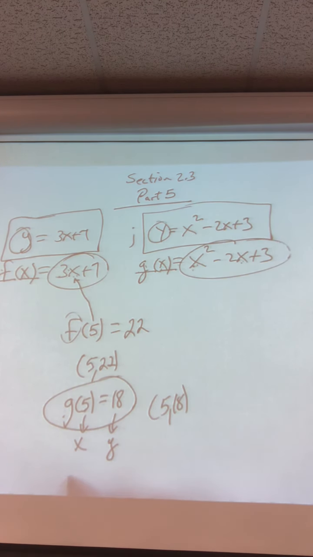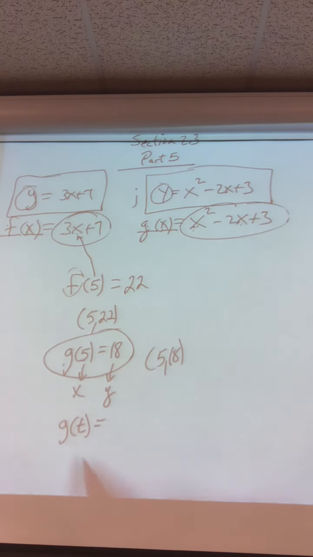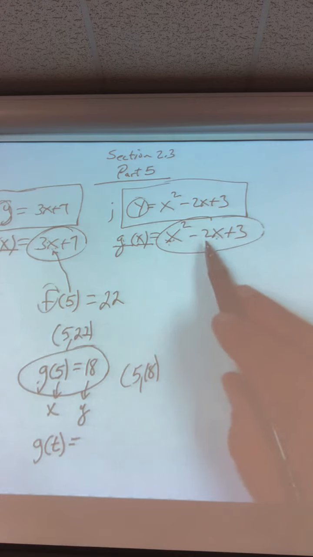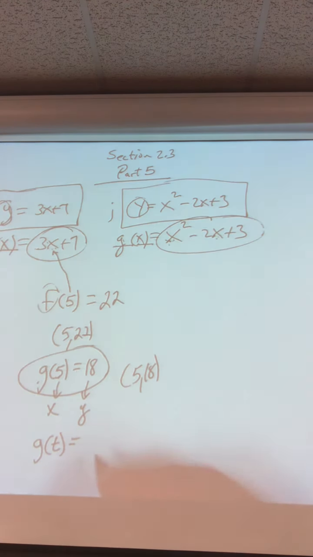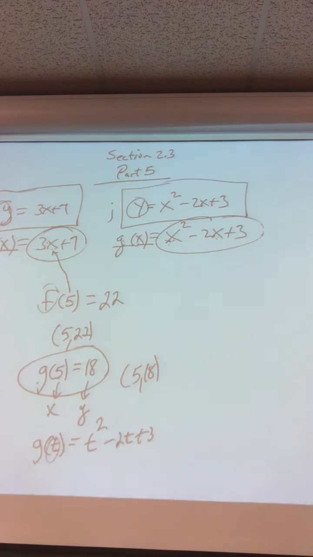So if I said, what is G of T? What would I do? I would replace the X up here with T's. So that would be T squared minus 2T plus 3. So this goes in your X's place right there, whatever that is.